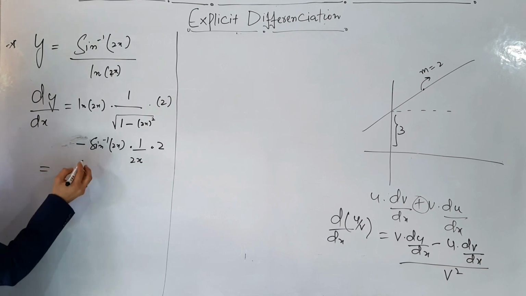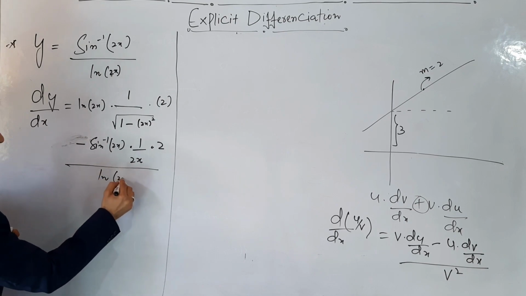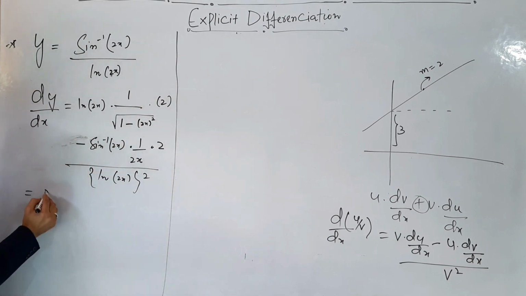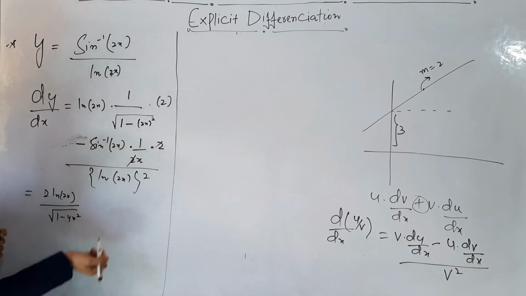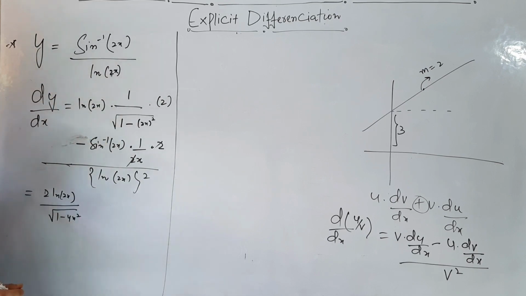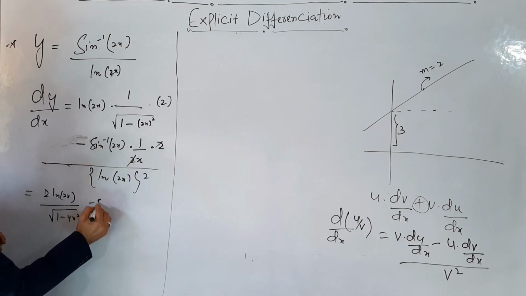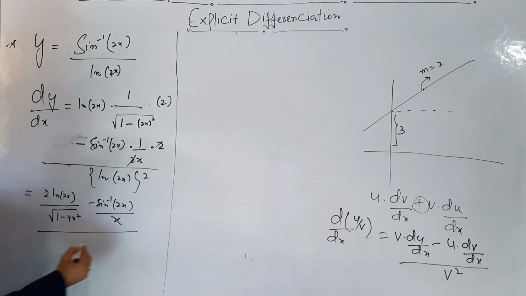What will be this? I forgot that. What's the denominator? That's ln of 2x whole square. And it will be 2 ln of 2x upon under root 1 minus 4x square, and the 2 will cancel out. And this ln of 2x upon whole square is the quotient of both the functions. And what will be that? This will be sine inverse of 2x upon x upon ln of 2x whole square.